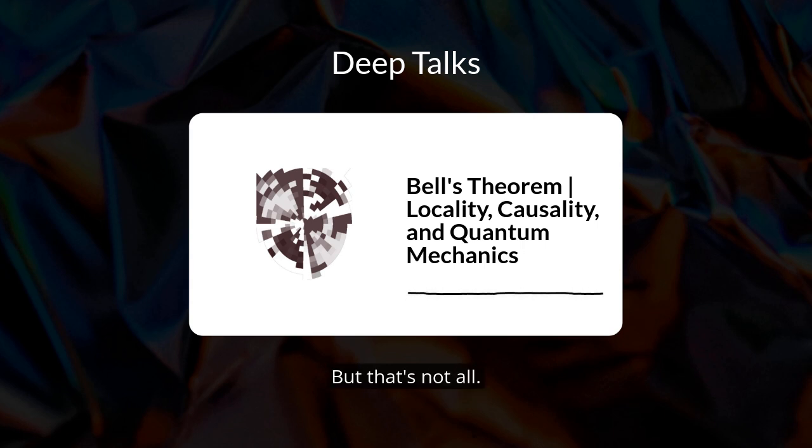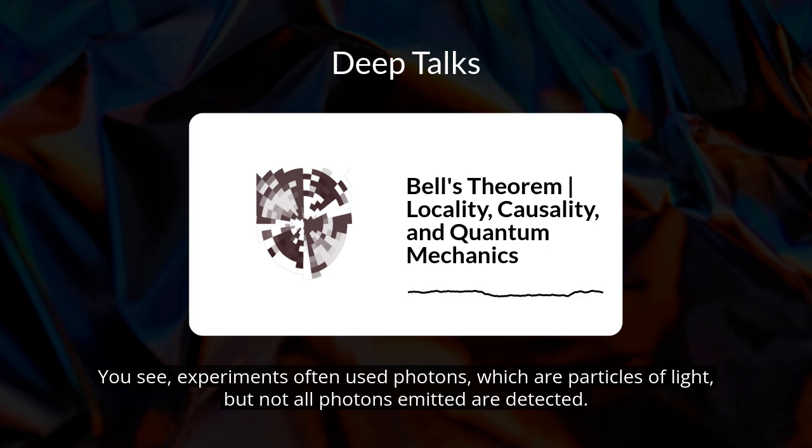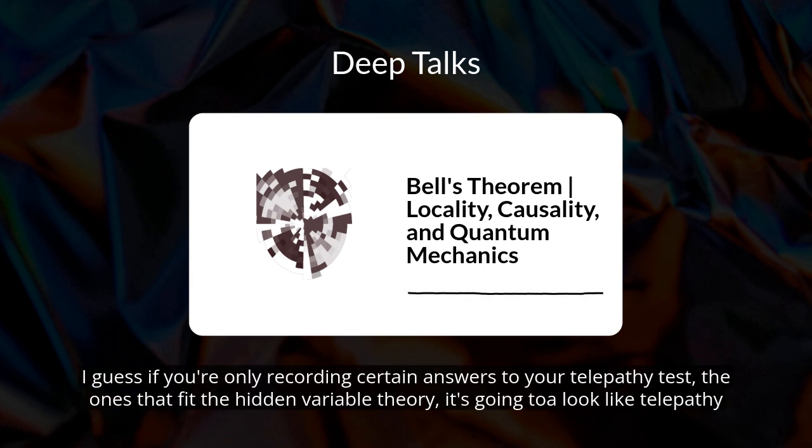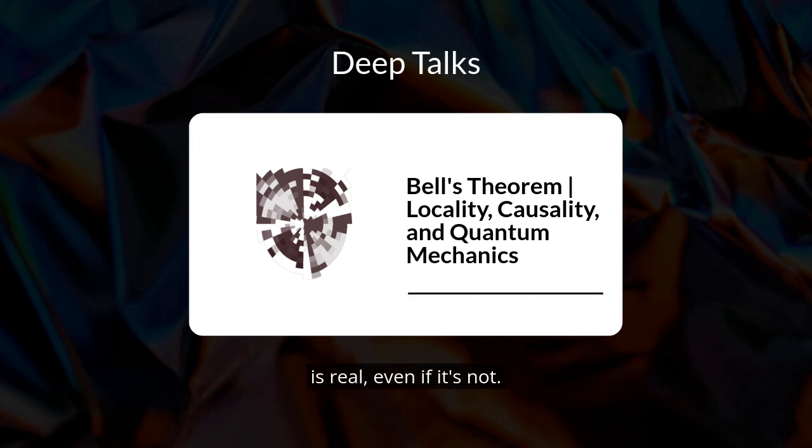Precisely. But that's not all. There was also the detection loophole. You see, experiments often use photons, which are particles of light. But not all photons emitted are detected. What if the hidden variables were somehow influencing which photons were detected and which ones weren't? Huh. I guess if you're only recording certain answers to your telepathy test, the ones that fit the hidden variable theory, it's going to look like telepathy is real, even if it's not.